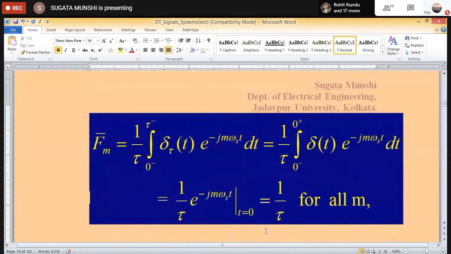And this is F m bar. I have derived the expression. Starting from the basic expression for the exponential Fourier series coefficient, I have shown that F m bar is equal to 1 by tau for all m, where small m takes on integer values from minus infinity to plus infinity.